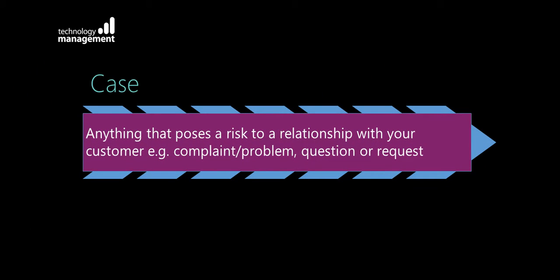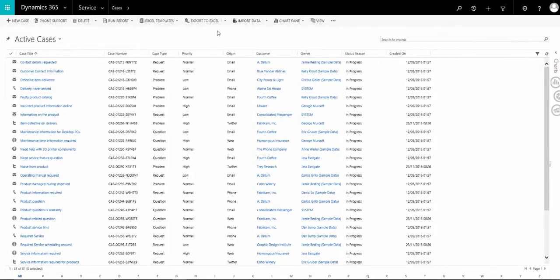A case is anything that poses a risk to your relationship with your customer. So here we are on our view of active cases. Now, cases don't always represent complaints. They can also be questions or requests, as you can see here from the case type column. The principle is still the same though. Whether it's a problem, question or complaint, customers expect a speedy resolution, and if they don't get a speedy resolution, then that poses a risk to the relationship with that customer. By recording problems, questions and requests as cases, it gives everyone in the organisation visibility and minimises the risk of not meeting customer needs and expectations.